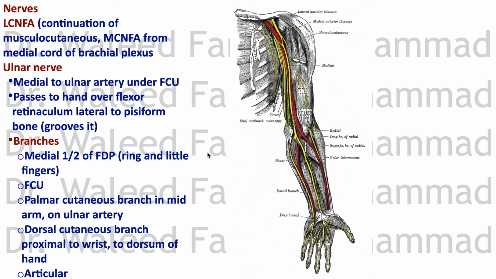The nerves: we have the lateral cutaneous nerve of the forearm, which is a continuation of the musculocutaneous nerve. After it supplies the brachialis and the biceps, it emerges laterally to become the lateral cutaneous nerve of the forearm.